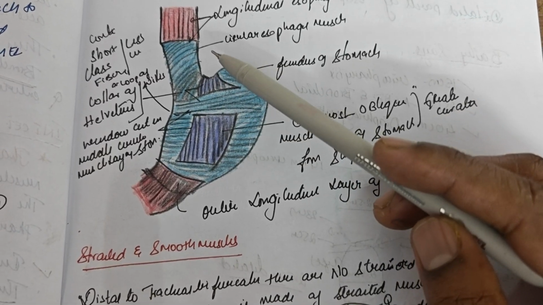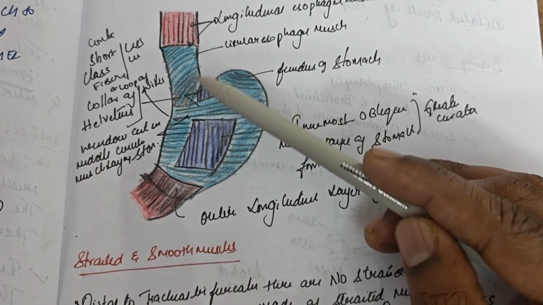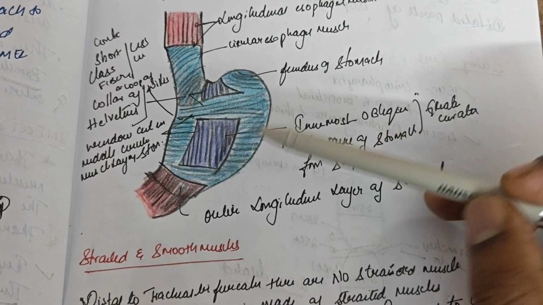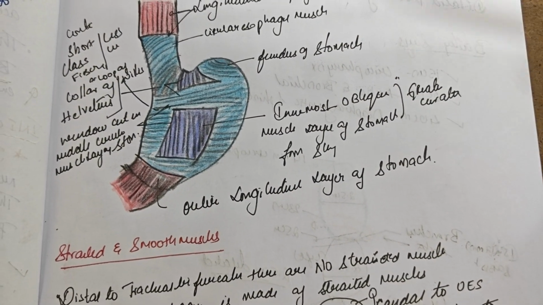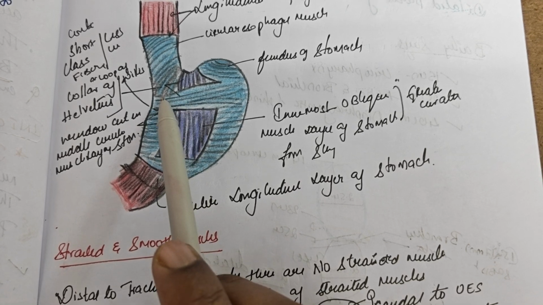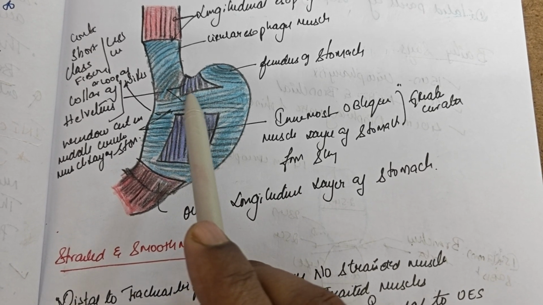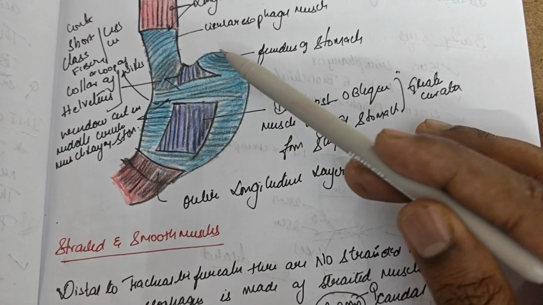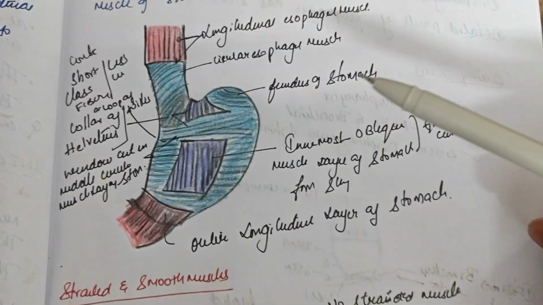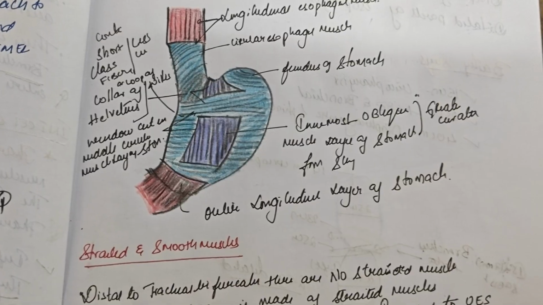Now, what happens here is the circular esophageal muscles, at this point of the collar of Helvetius, there is a transition of circular muscles to oblique muscles. Circular muscles and the oblique muscles at the incisura or cardiac notch. Now, this is the second basic point you need to understand.